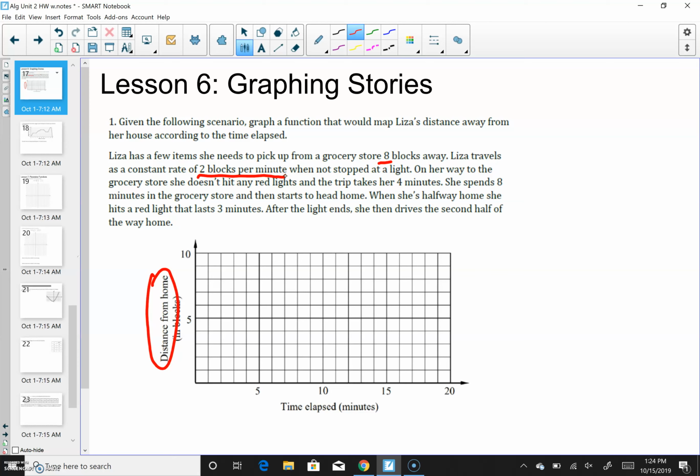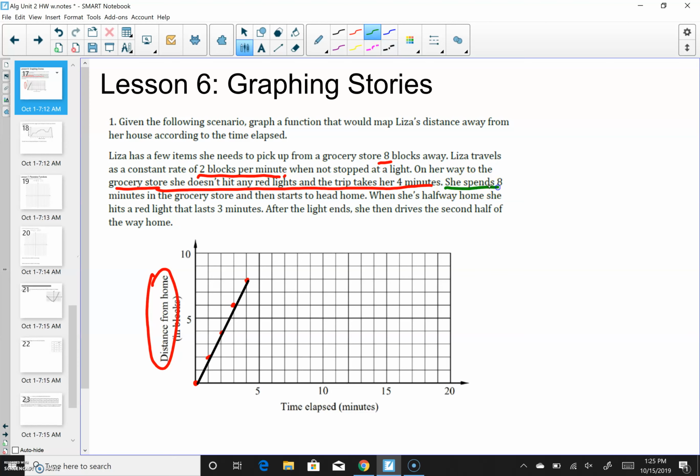On her way to the grocery store, she does not hit any red lights, and the trip takes her 4 minutes. So obviously she starts 0 distance or 0 blocks from her home. And if she's at a constant rate of 2 blocks per minute for 4 minutes, that's going to look like that. And we're going to connect those points with a line. So that represents her trip to the grocery store. I'm just going to underline that piece just so that it's all kept together.